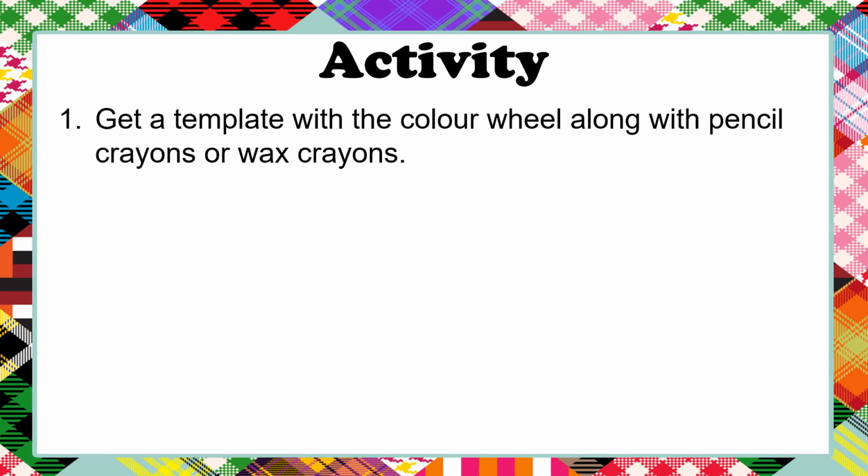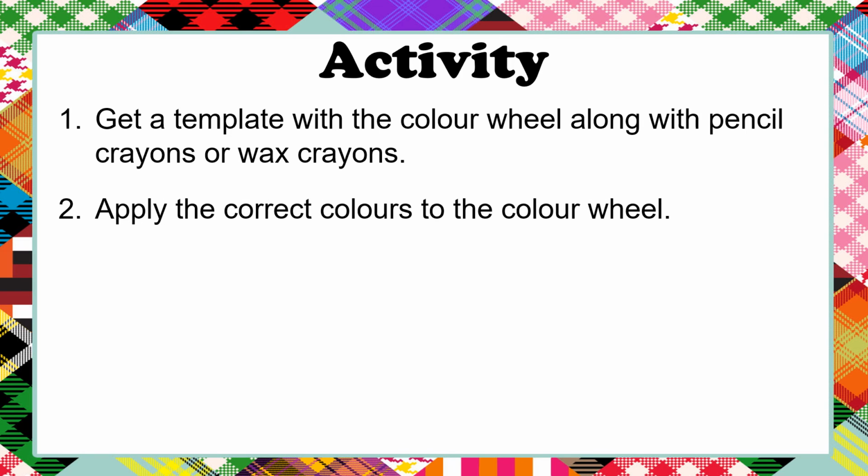Now it's activity time. Are you ready? Let's go. Activity number 1, get a template with a color wheel along with pencils, pencil crayons, and wax crayons. If you cannot get a template, you can use the bottom of a jar, bottom of a bowl, or even a small plate to make your circle. And then you divide that circle in 6 equal parts.